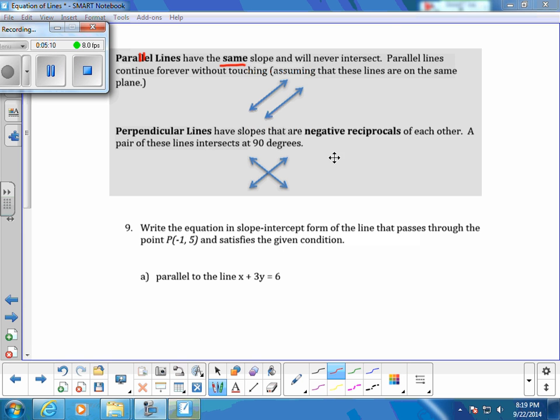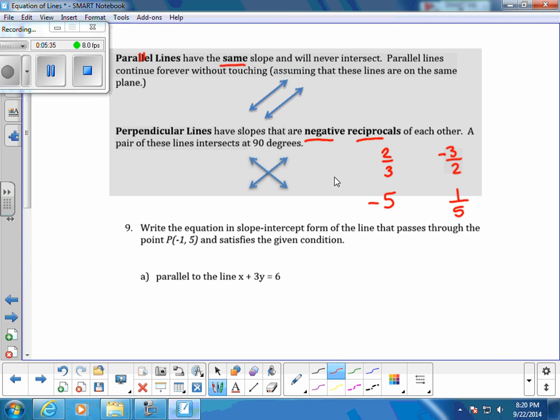Perpendicular lines have negative reciprocals. That means if I have 2/3, the reciprocal is 3/2, and the negative reciprocal of that is negative 3/2. If I had -5, the negative reciprocal would be positive 1/5. Okay, so that's just recalling some reciprocals.